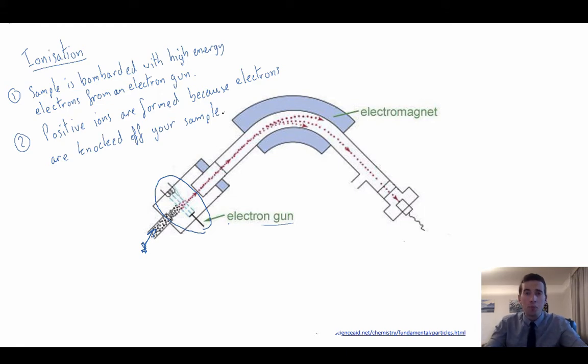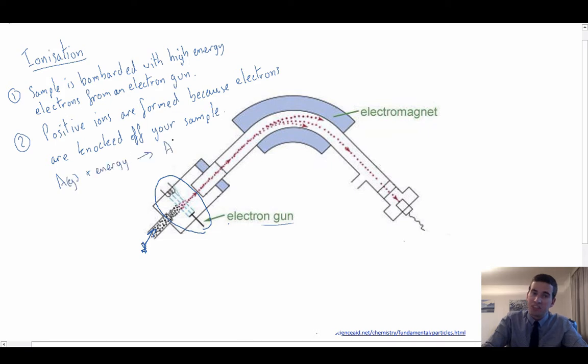And obviously if you remove electrons, the sample itself becomes positive. Now this could be a molecule, this could be an atom, but if you remove an electron, overall it will become positive. So for instance, I could just represent this. Your sample plus energy makes a plus gas plus an electron. You have knocked off an electron from your sample, forming positive ions.